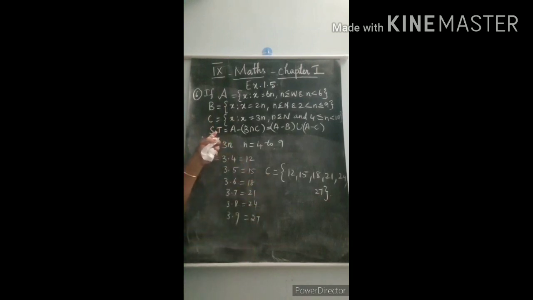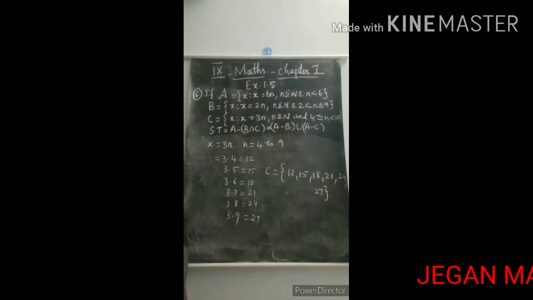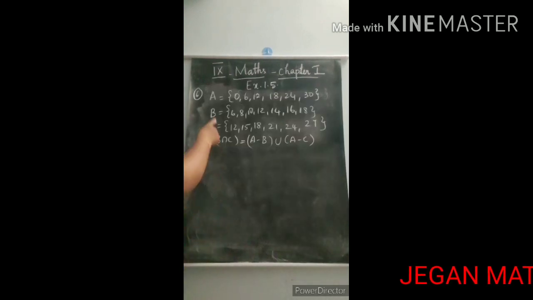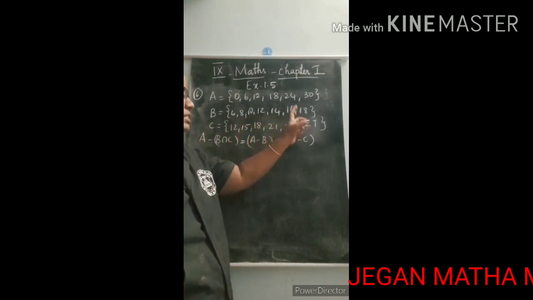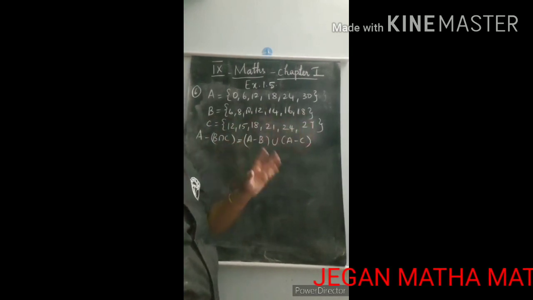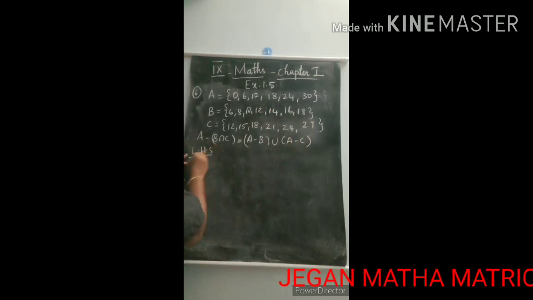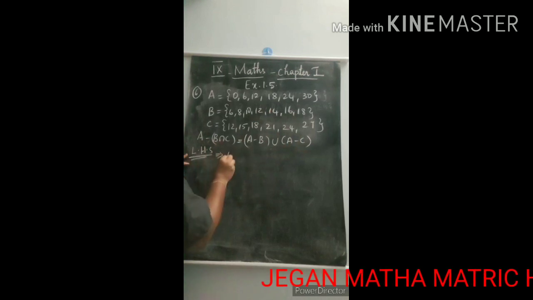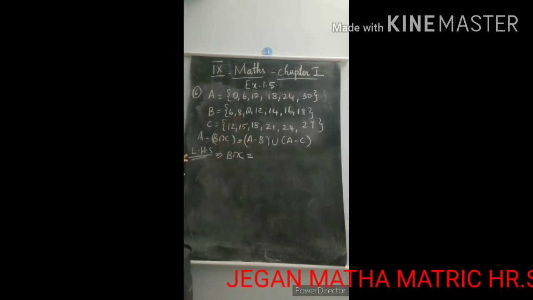Now let us show that A difference B intersection C is equal to A difference B union A difference C. We found A is equal to 0, 6, 12, 18, 24, 30, B is equal to 6, 8, 10, 12, 14, 16, 18, and C is equal to 12, 15, 18, 21, 24, 27. Now we have to prove. First is LHS. First you have to take B intersection C, which means you take the common elements of these two sets.